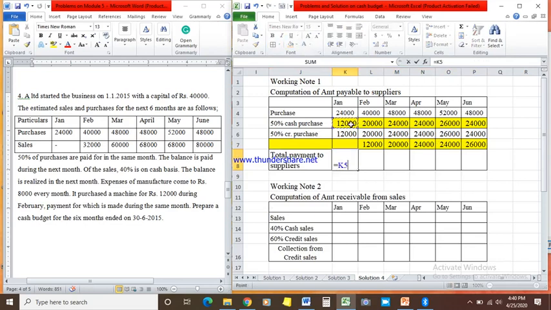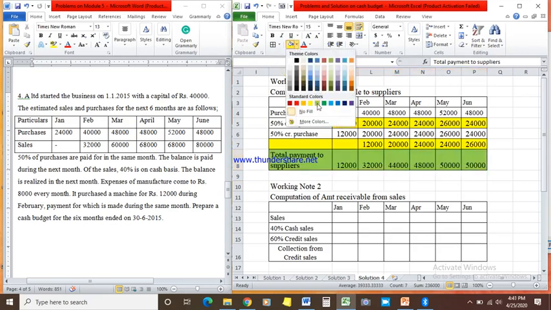So on account of cash purchase 12,000, plus in this same month we are not having any payment on account of credit purchases, so it is 12,000 only. In the next month, 20,000 on account of cash purchase plus 12,000 on account of the credit purchase of the previous month. In this way we need to keep calculating for all the next months, and these values are going to be taken directly in our cash budget.